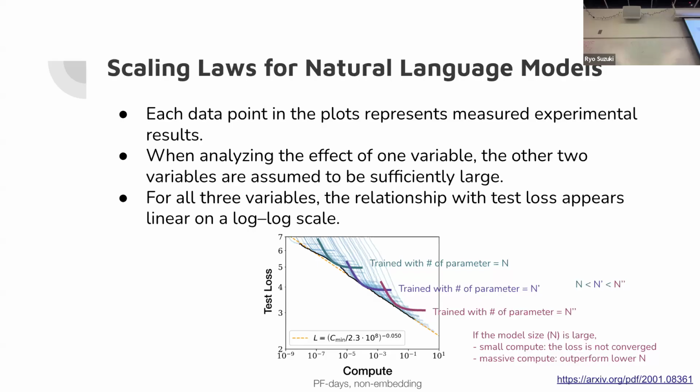This is also interesting because the model size N is large, and if you look at this line, even a big model size is not enough, right? If the model size is big and you only have compute like that, then the smaller model is even better, right? It means this model size is not really trained enough. So if you have more compute, you can actually increase performance. So this is what the scaling laws for natural language models are.